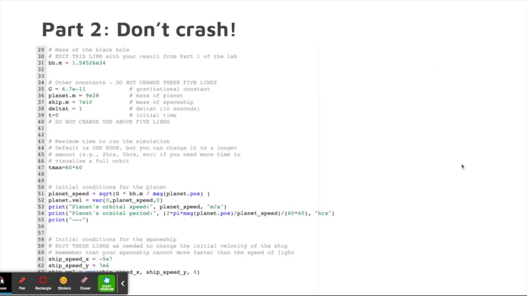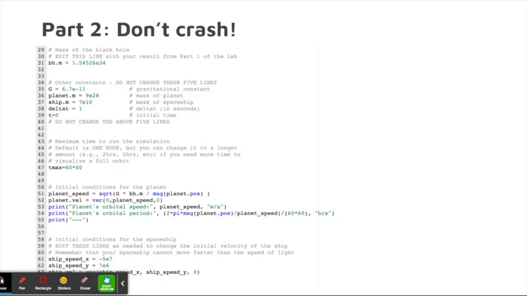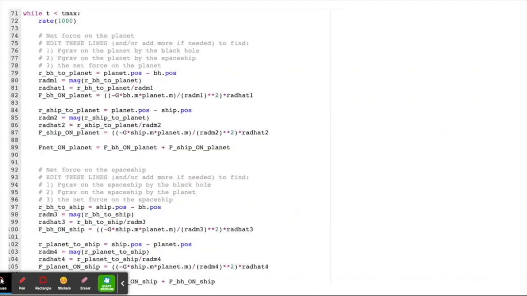So part 2 was don't crash. In part 2, I inserted the mass found in part 1 and kept the max time the same. I put in this line to calculate the planet's speed and tested the initial speed to find a point where there was no collision. I then found the F net force on the planet using the gravitational force equation as listed, and found F net on the planet and on the ship.